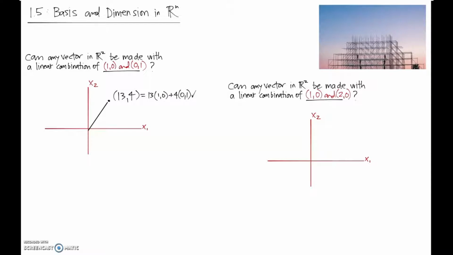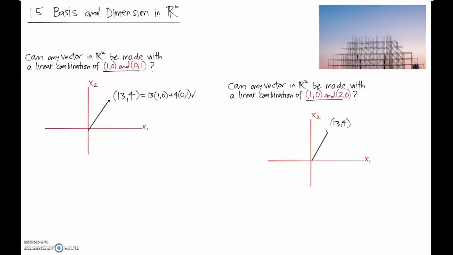Similarly, we can ask over here, could 13, 4 be made with a linear combination of 1, 0 and 2, 0? So let's get a picture of 13, 4, maybe about right here. And as we try to think of a way to build that vector just from these two, it isn't immediately obvious, and it's not obvious because it's not possible.